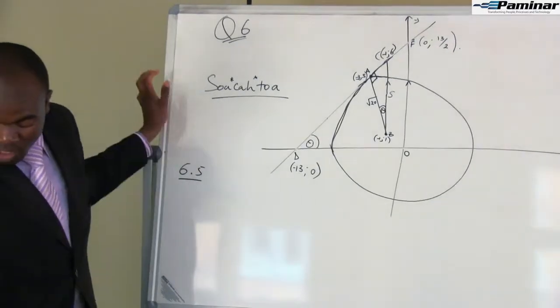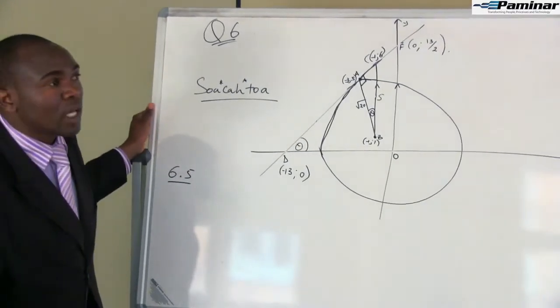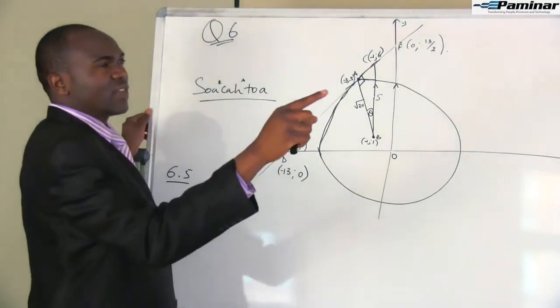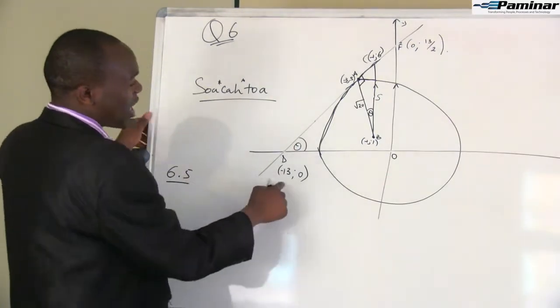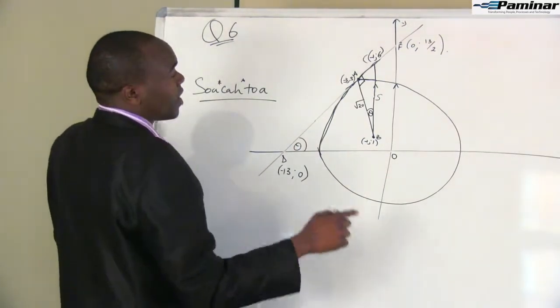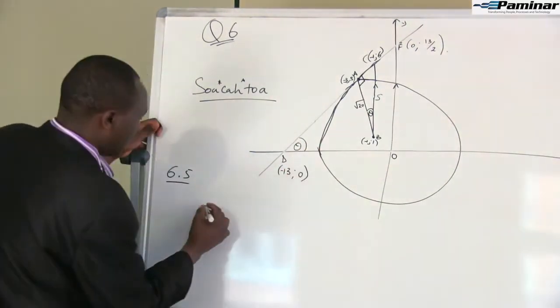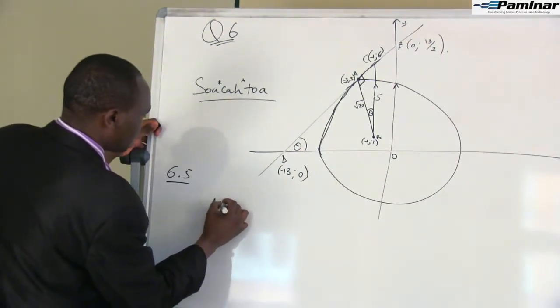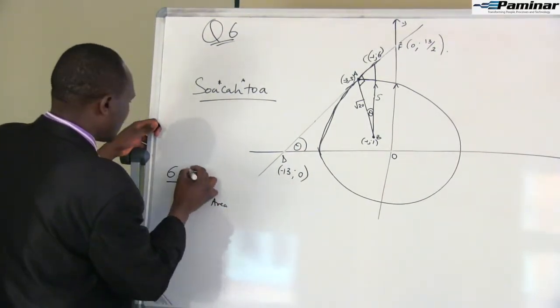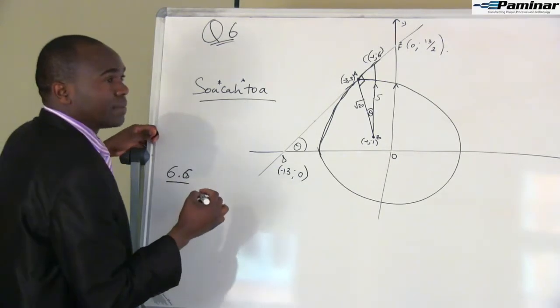Okay. So now let's do the last one, the ratio of the area of a triangle. Now, the reason why I wrote this one now is simple and quick. Now listen, area of triangle. Is this 6.6? Yes, 6.6.